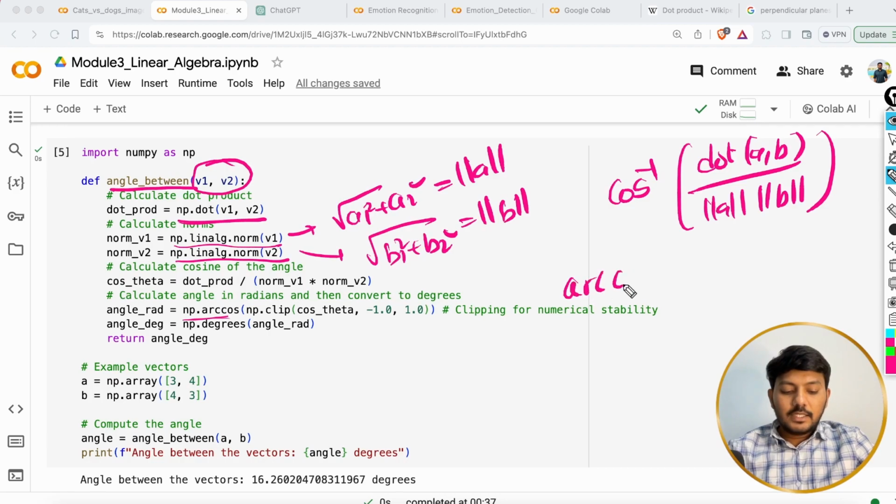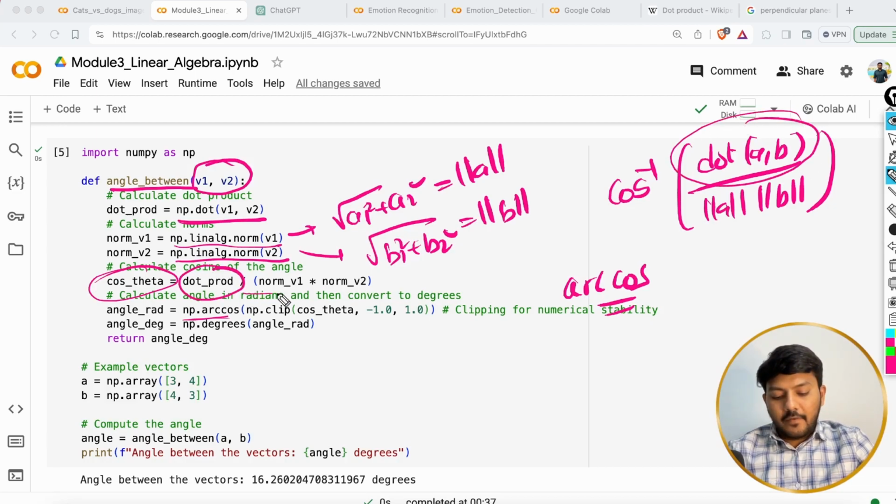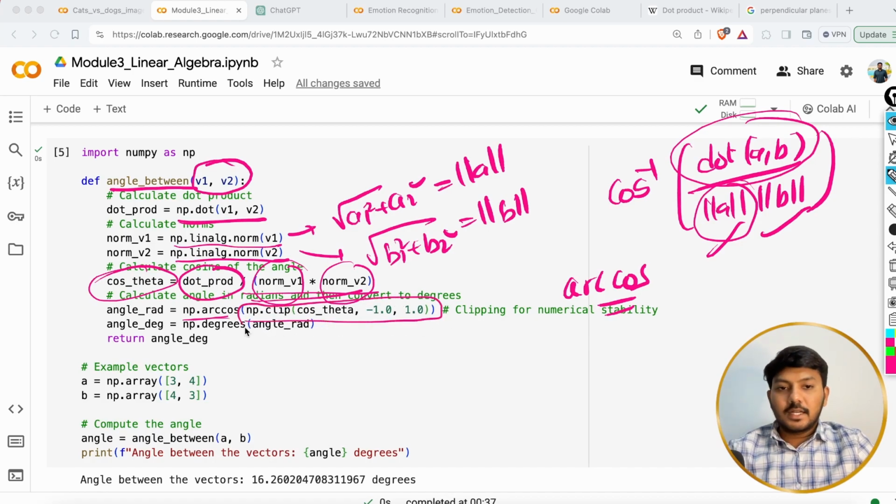In arccos, I have to provide cos theta, which is the dot product divided by the normalization of v1 into the normalization of v2, and then I am passing it inside arccos. Is that clear? I'm also clipping. You can just Google clipping for numerical stability; it is not mandatory, just a safety check. And then I'm converting these radians into degrees.